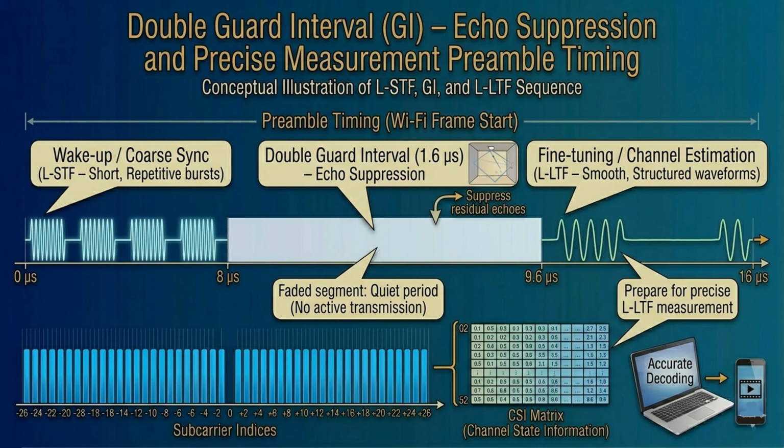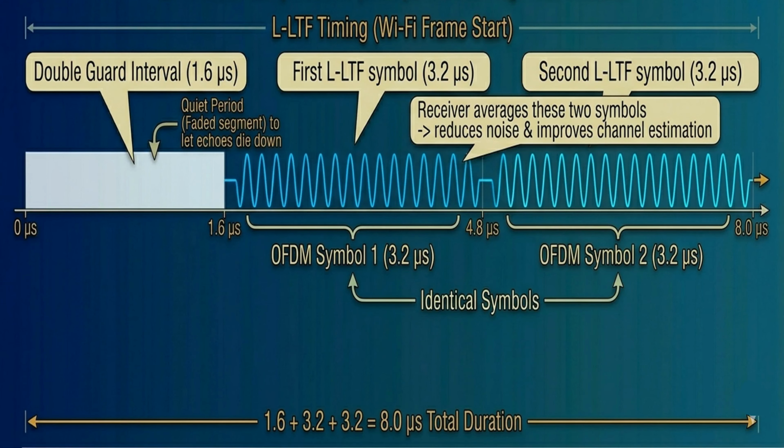Double guard interval. It starts with a long GI to ensure that any echoes from the L-STF have completely died down before the fine-tuning begins. 2 long symbols. The L-LTF contains 2 identical OFDM symbols. The receiver averages these 2 symbols together to reduce noise and improve the accuracy of the channel estimation. Total duration, 1.6 plus 3.2 plus 3.2 equals 8 microseconds.